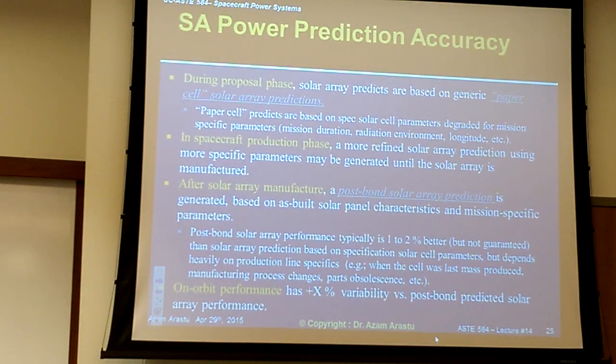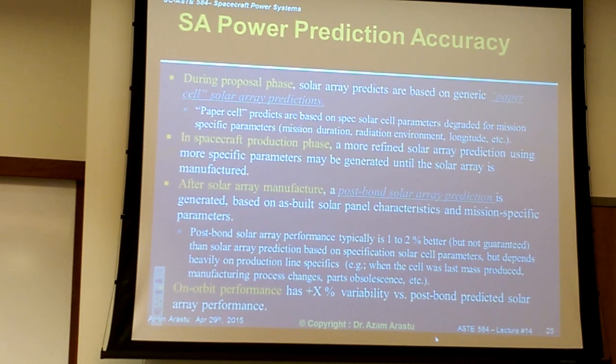So, prediction accuracy. During the proposal phase, when you're putting a proposal together and the customer says, I want this much power, we have to generate a paper cell solar array prediction. You need to do this all on paper. Paper cell predicts are really based on spec solar cell parameters. So I have all these spec parameters, all these numbers that are provided, and I look at them and generate an analysis which can predict that. And this is during the proposal phase.